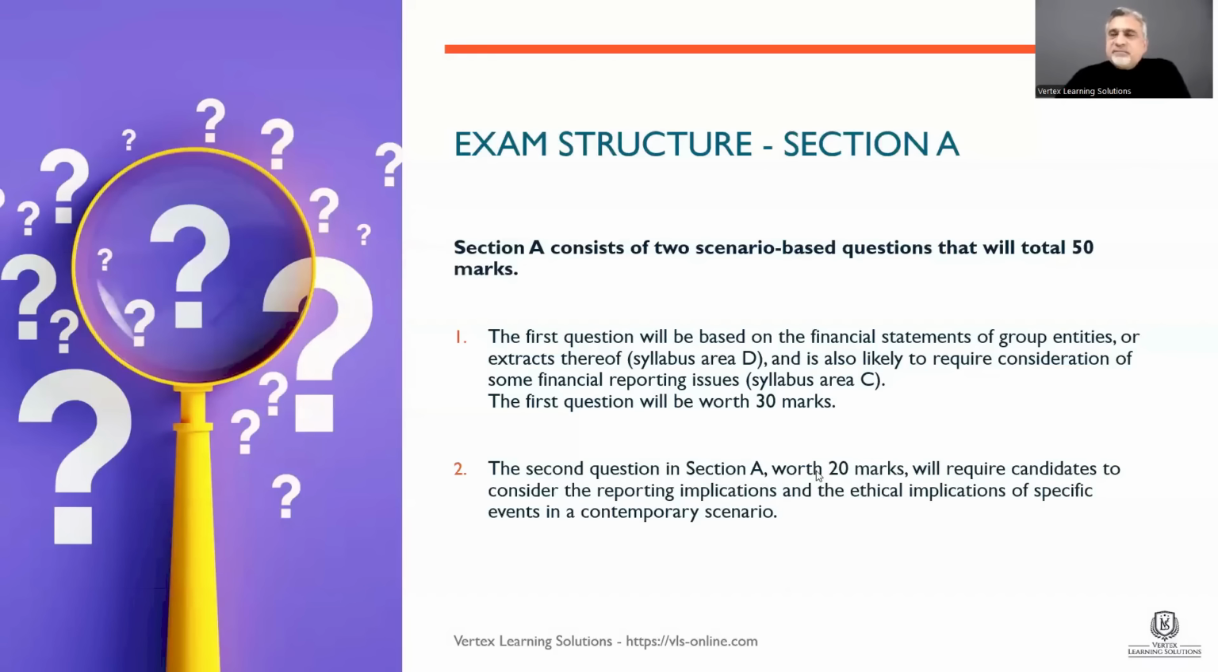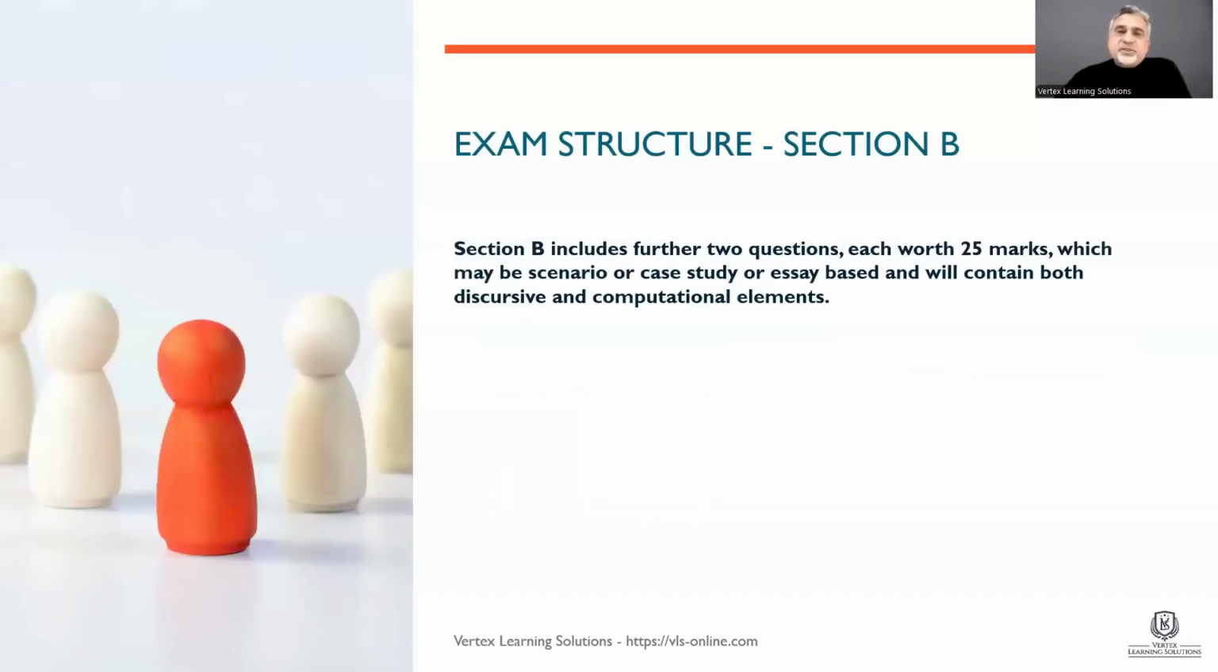The second question from section A is for 20 marks, and this is probably part A, part B, part C. One part could be from ethics for 6 to 8 marks. Then part B could be from any other standard, and part C again from any other standard, something like that. Then you come to section B, which has 2 questions of 25 marks each.